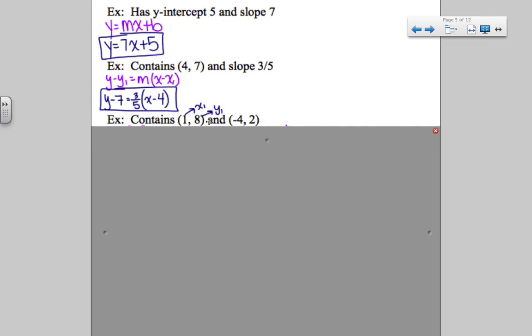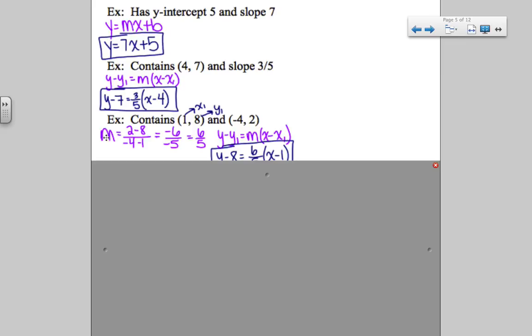Alright, next one contains the point 1, 8 and negative 4, 2. So here it gives you 2 points. It doesn't give you an intercept and a slope or a point and a slope. So this one's a little bit harder because it's not so obvious which form you should use. But if it gives you 2 points, remember, you can use the formula for slope between 2 points to get your slope. So we use the slope is equal to y2 minus y1 over x2 minus x1. So I subtract 2 minus 8 divided by negative 4 minus 1. So our slope is 6 over 5.